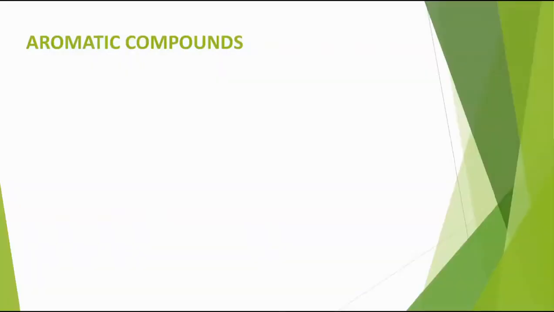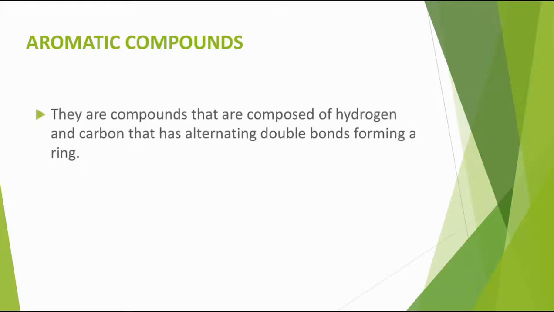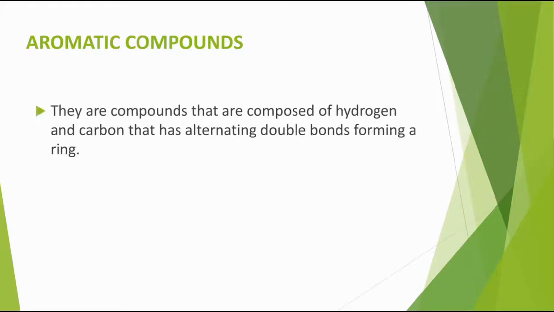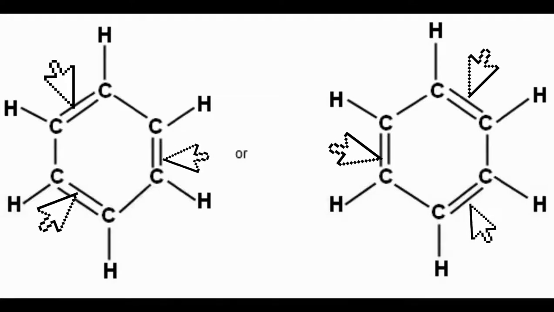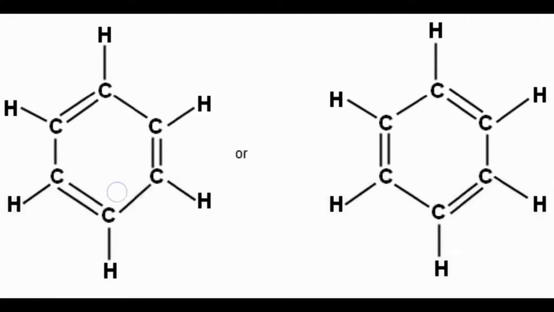The next one we look at is aromatic compounds. Aromatic compounds are compounds composed of hydrogen and carbon that have alternating double bonds, forming a ring. So the aromatic forms a ring, but the double bonds alternate. You have a double bond here, a single bond here, a double bond here, a single bond here. Let's see how it looks. So this is an aromatic compound. You have alternating double bonds. The one on the left or the one on the right is an aromatic compound.